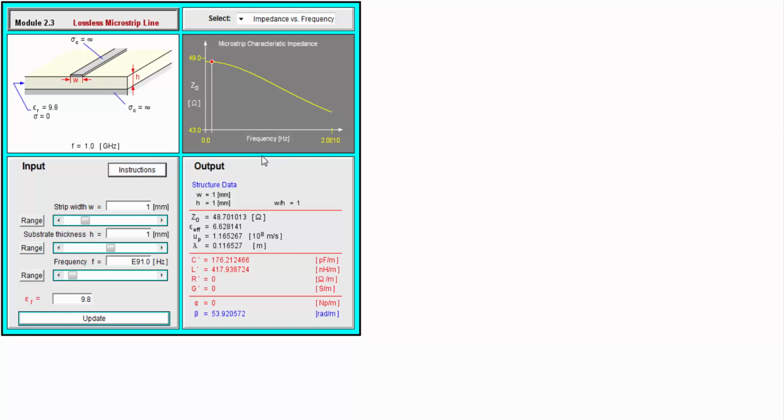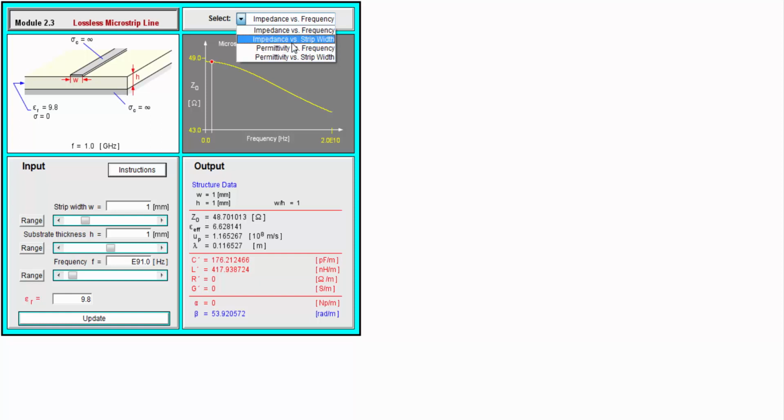Hello guys, in this part we will see the variation of the characteristic impedance for a certain lossless microstrip line with the width of the line, the thickness of the substrate, and the frequency of the applied electrical signal. Okay, so this is the impedance versus the frequency, or impedance versus the strip width.